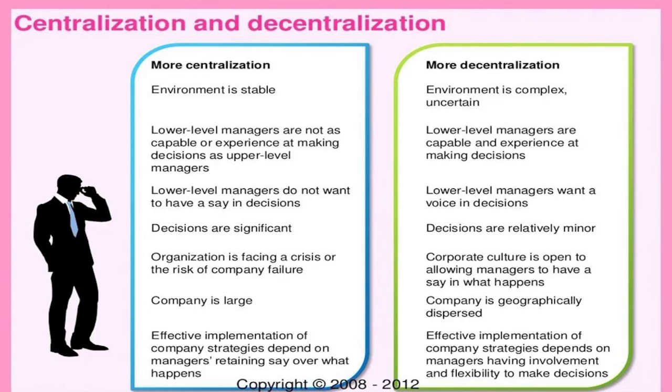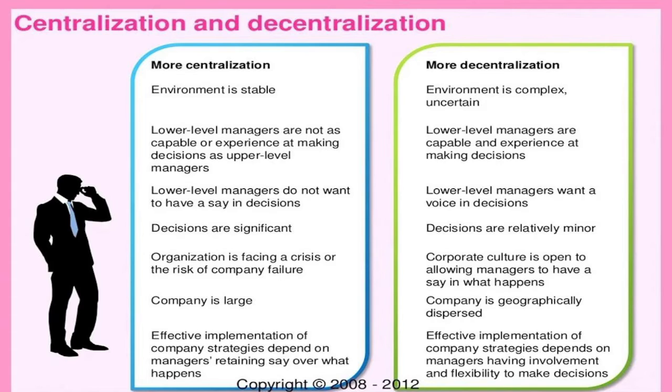Centralization and decentralization. Environment is stable. Centralization means only one person is there. He is the whole and sole responsible person. Okay. Decentralization, environment is complex and uncertain, because he has to control the subordinates and he has to obey the superior orders from the central office. Okay, so it will be a little bit complex.